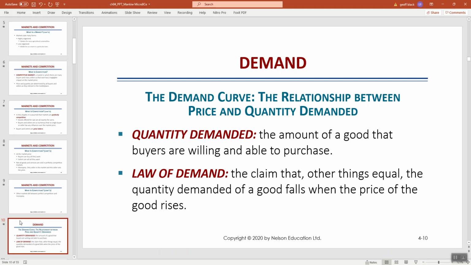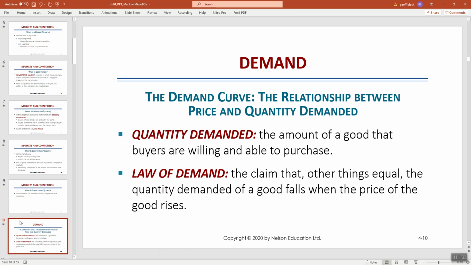The one thing we need to be clear of is there's quantity demanded. This is the amount of a good that buyers are willing and able to purchase. Okay, so that's quantity demanded: the amount of a good that buyers are willing and able to purchase. And it follows this condition. It's called the law of demand.